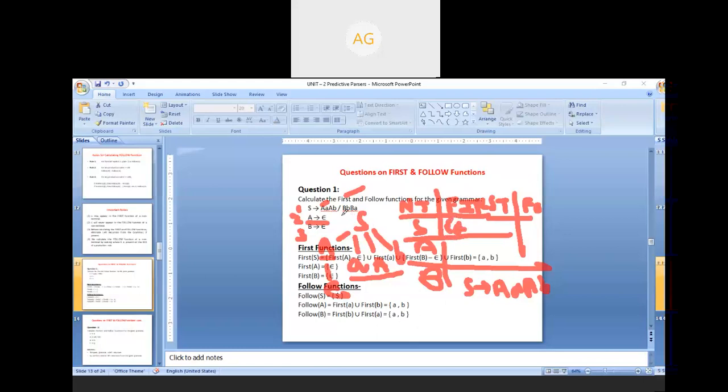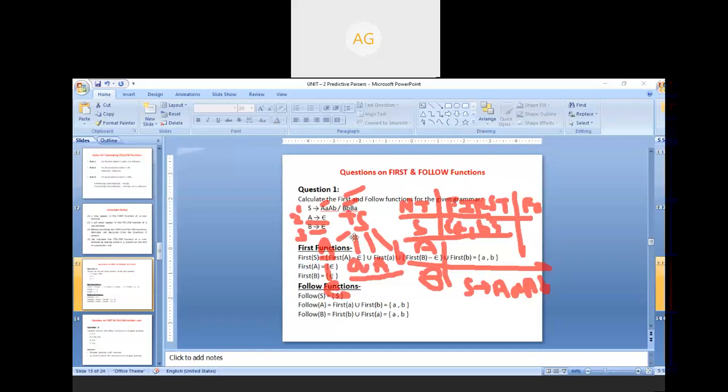In a similar way, we draw a diagram for this: S produces B b B a. We can replace the first B with its epsilon production. Here also epsilon is in concatenation, so the first symbol after the epsilon is small b. So here we write small b. So there are two symbols in the set of first of S, which are small a and small b.